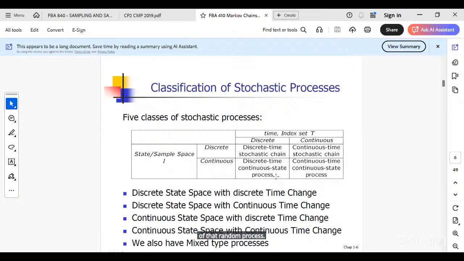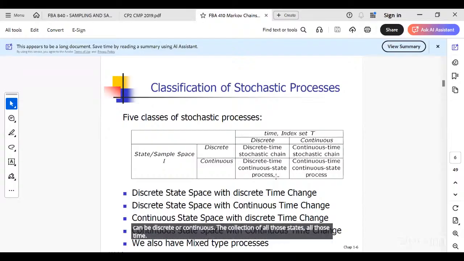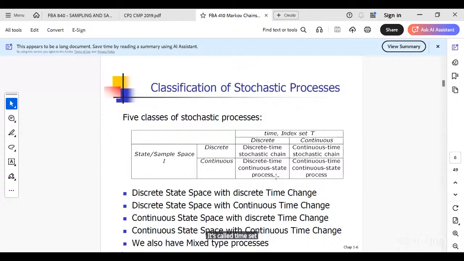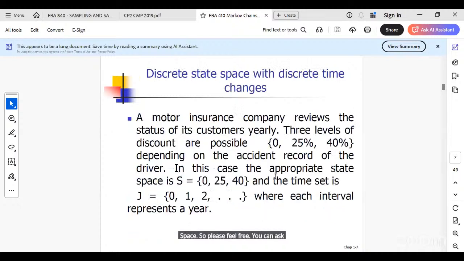And the time that the random variable takes those values can be discrete or continuous. The collection of all those states, all those times, is called the time set. And our stochastic process can be easily classified depending on the time set and the state space. So please feel free, you can ask questions anytime.